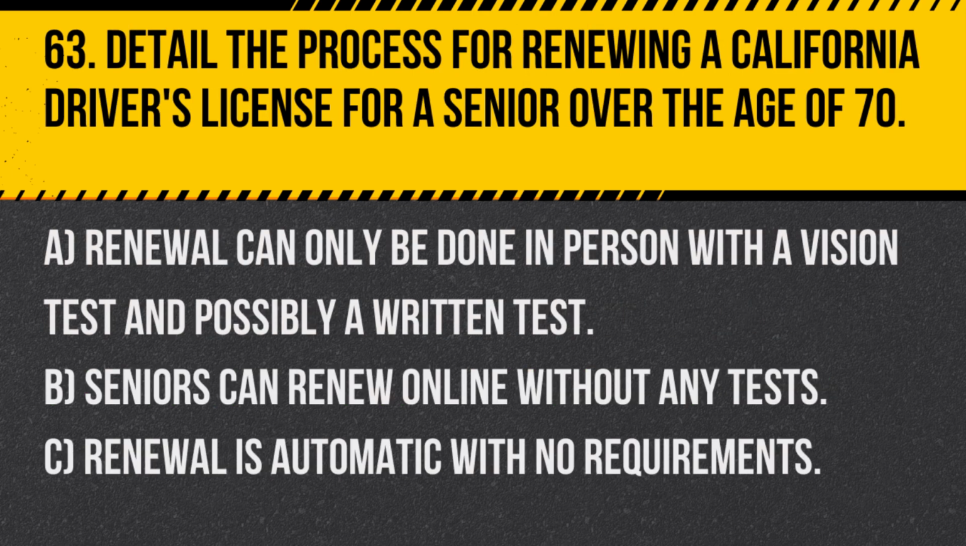Question 63. Detail the process for renewing a California driver's license for a senior over the age of 70. A. Renewal can only be done in person with a vision test and possibly a written test. B. Seniors can renew online without any tests. C. Renewal is automatic with no requirements. Answer: A. Renewal can only be done in person with a vision test and possibly a written test. California requires seniors to meet specific criteria to ensure safe driving capabilities.